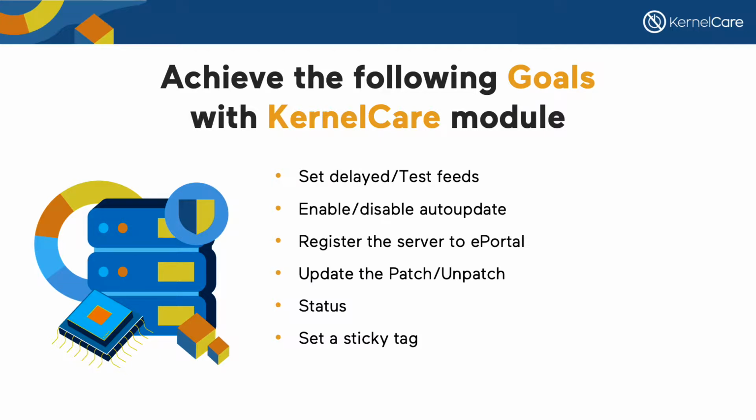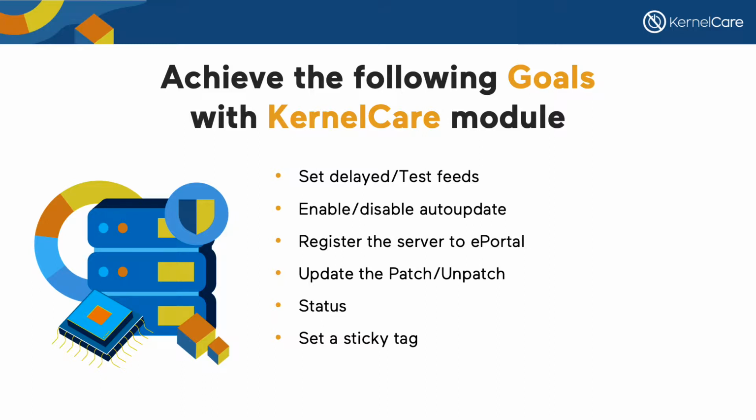These are the goals that will be achieved using this KernelCare module. We will set delayed or test feeds, then we will enable or disable auto update. We will register the server to ePortal using this module. Then we will update the patch, unpatch. We will take the status if updates are available or not. Then we can also set a tag to the server using this module. I will show you how all these things are achieved one by one.